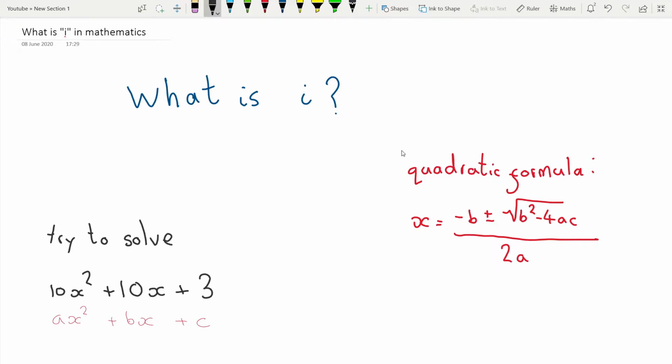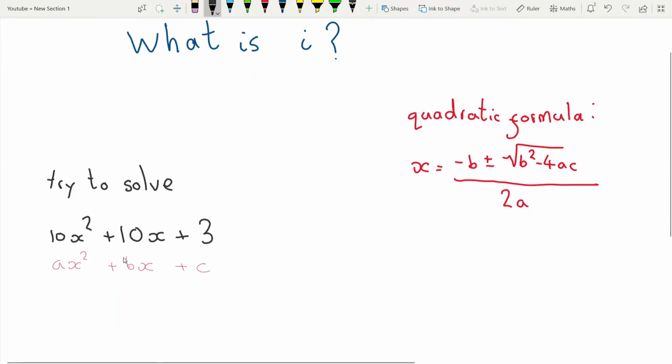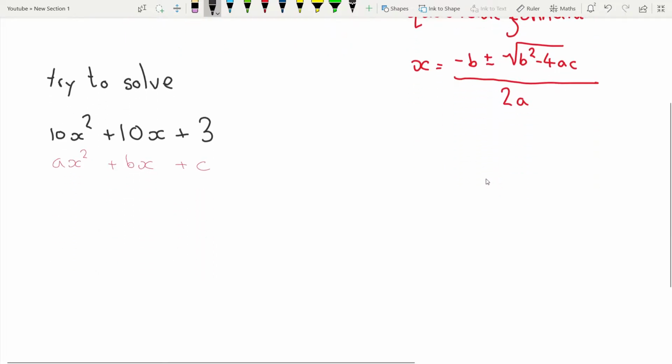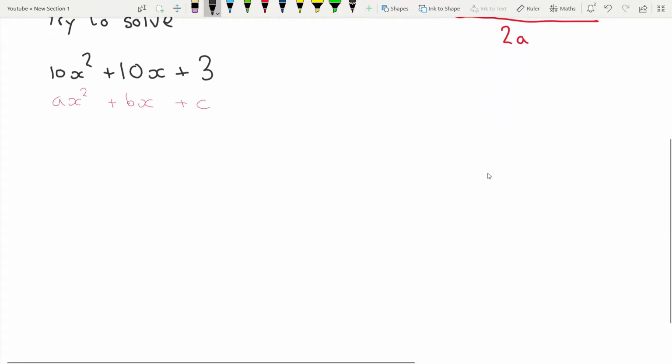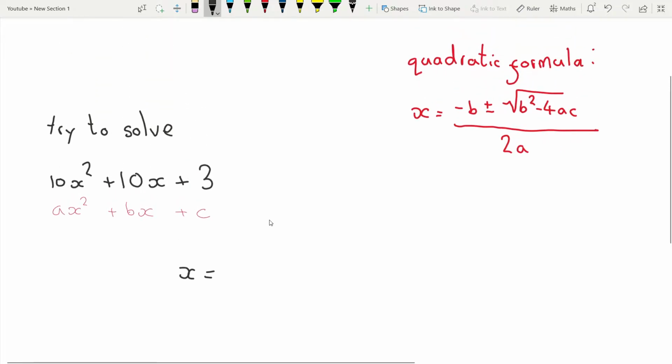Hi, welcome to this short video on what is i in mathematics. We will start by trying to solve this quadratic using the quadratic formula. So x equals minus b, which is minus 10, plus or minus the square root of b squared, which is 100, minus 4 times 10 times 3, all over 2a, which is 2 times 10.